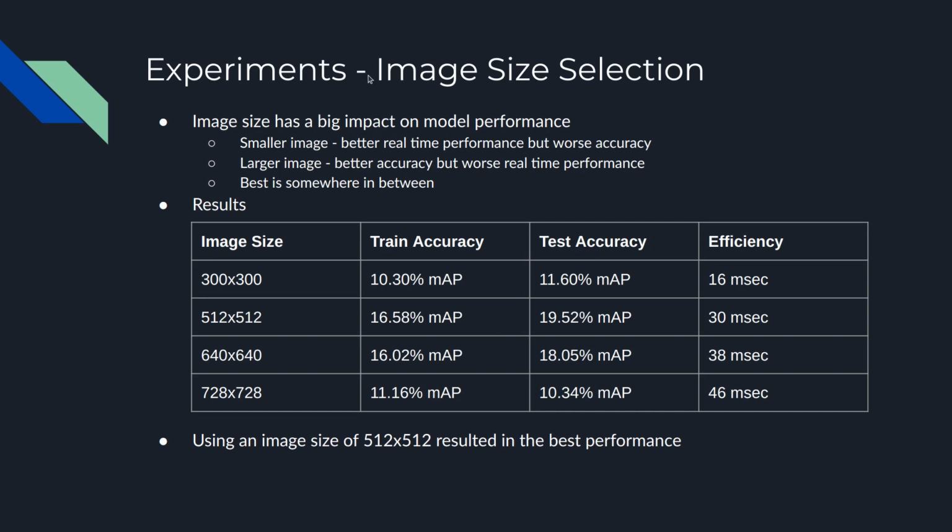We also varied the image size. Smaller images generally give better real-time performance but worse accuracy, and larger images generally give better accuracy but worse real-time performance. Here our results were that we got the best training accuracy with 512 by 512 and pretty good efficiency for predictions. Therefore, we use 512 by 512 as the input image size.